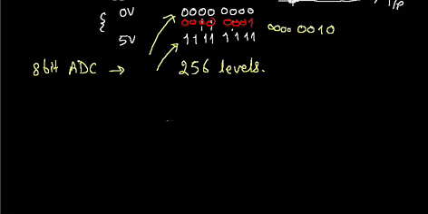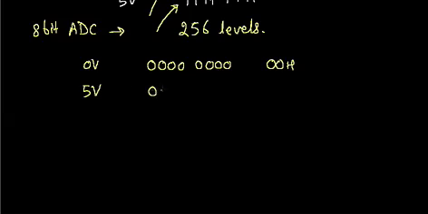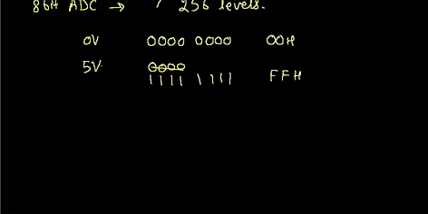Now, these levels correspond to some minimum value and maximum value. I will rewrite it once again. 0 volt corresponds to 0 0 0 0 0 0 0 0, which is 00 hexadecimal, and 5 volt will correspond to 1 1 1 1 1 1 1 1, and this is FFH, FF hexadecimal. So, 5 volt corresponds to FF, and in decimal, it will be 0 and 255, correct. So, 5 volts corresponds to 255.